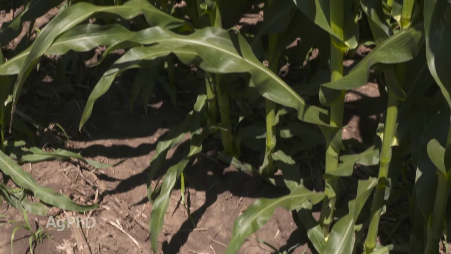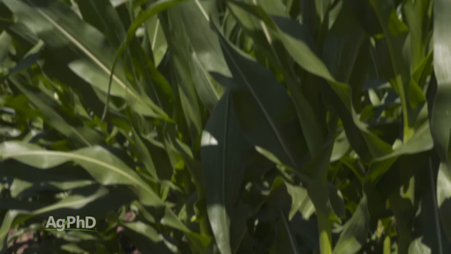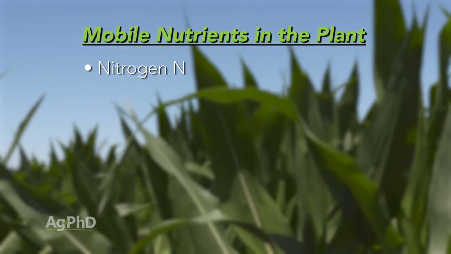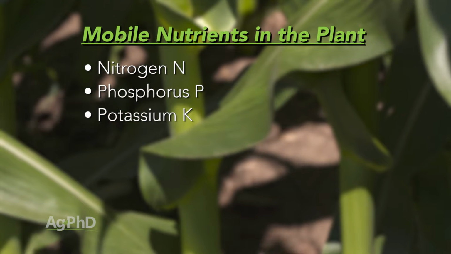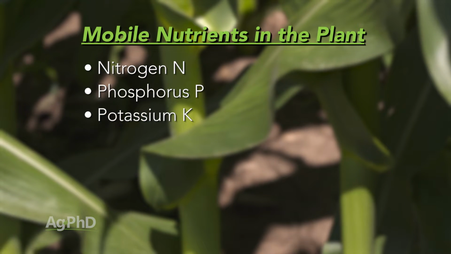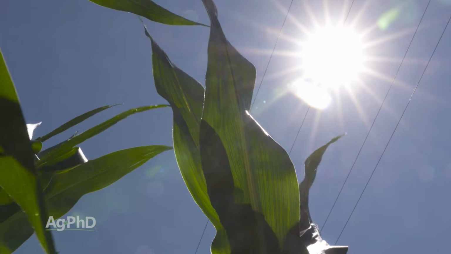So we're not going to talk at all about things moving around in the soil. All we care about today is what moves in the plant and what doesn't. Here are three examples: nitrogen, phosphorus, and potassium. They are what we call mobile inside the plant. And what that means is if the plant is growing, and think about a plant, any plant, the new growth is at the top, okay?